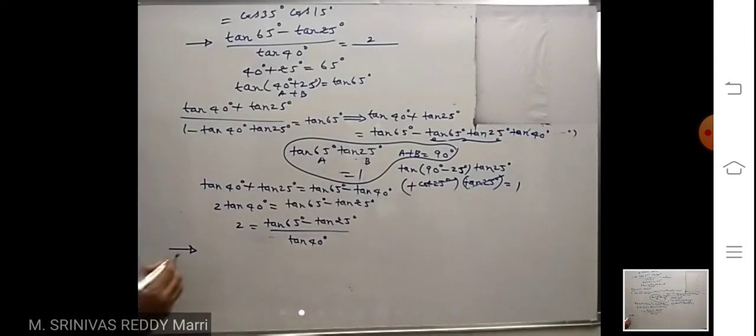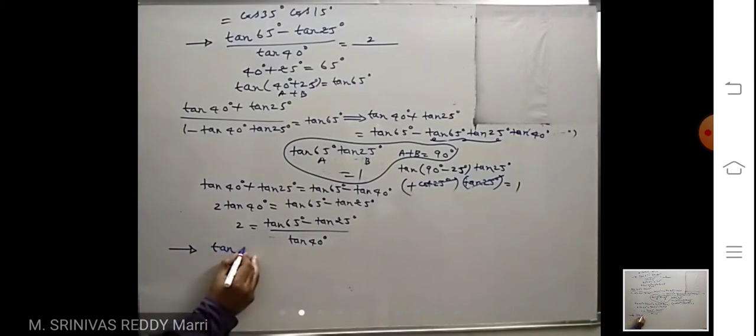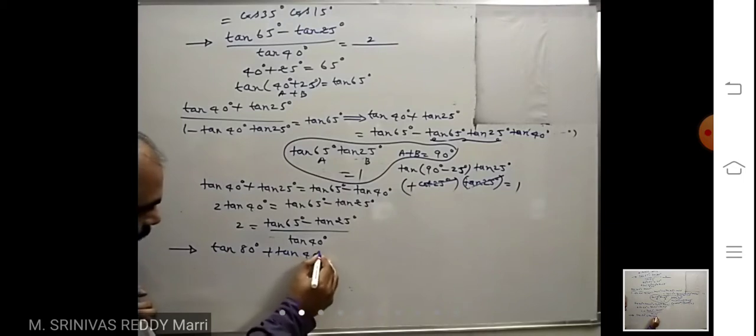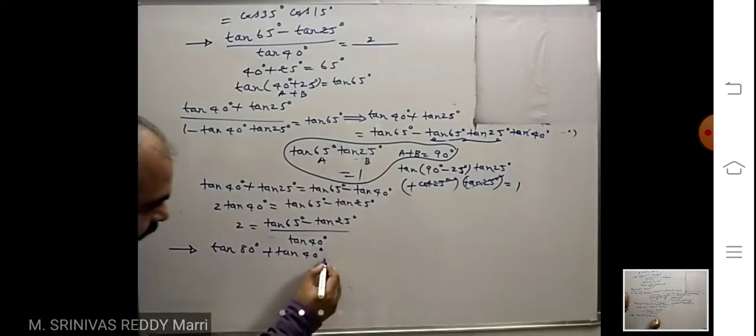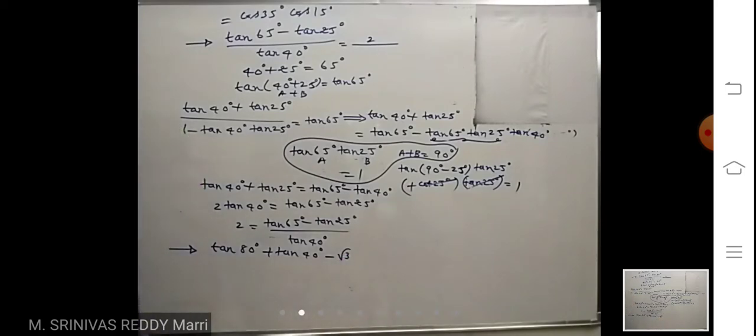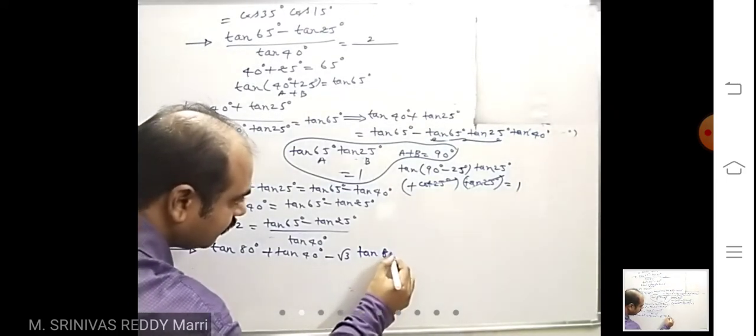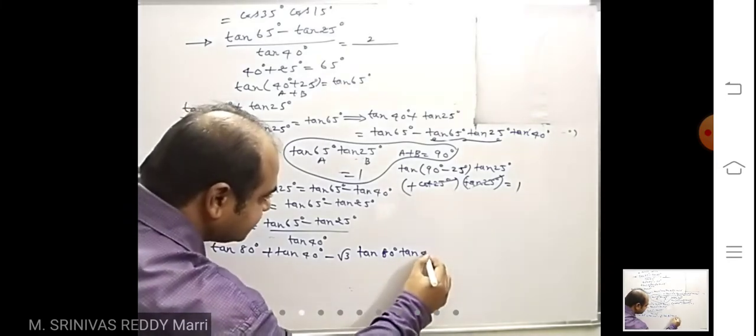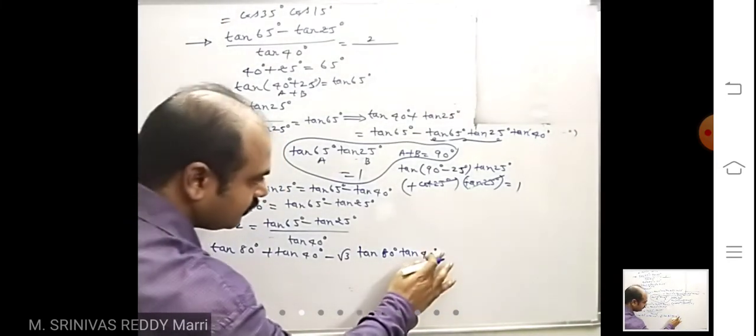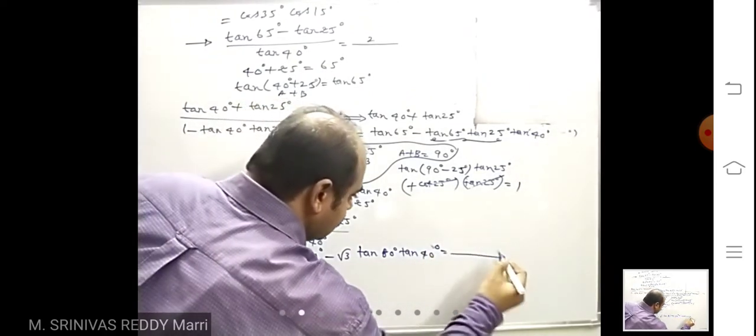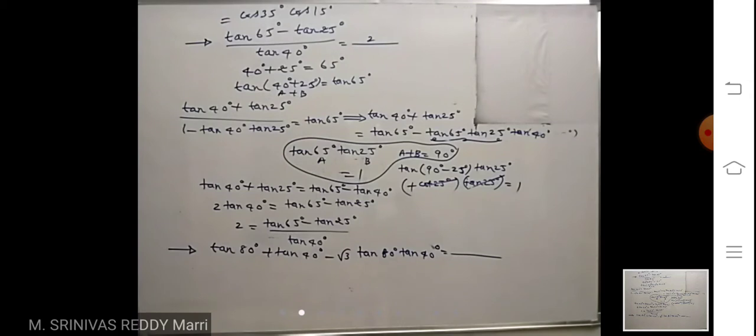Now look at tan 80 degree plus tan 40 degree minus root 3 into tan 80 degree... Let us take an example, one more simple example. Try to get the basics clearly.